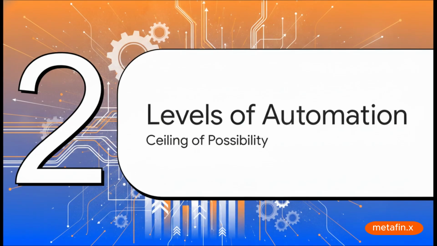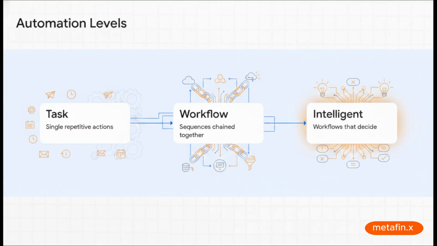Okay, moving right along, let's talk about the 3 levels of automation, or basically the ceiling of what's actually possible here. To really grasp the power of these visual tools, we need to look at the 3 tiers. Step 1 is task automation. This is your basic, single, repetitive action. Think of a simple email filter or scheduling a social media post. And a lot of people stop right here, patting themselves on the back thinking they've fully automated their business. But task automation is just the floor. It's definitely not the ceiling.